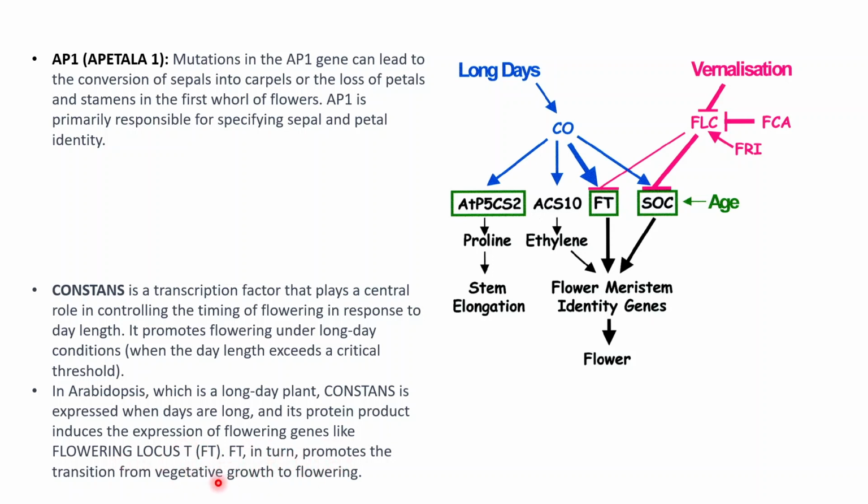FT in turn promotes transition from vegetative growth to flowering growth. So then the plants can decide when they switch from vegetative phase to the reproductive phase. And vernalization is just the opposite. Vernalization is when we have shorter days or when we have low temperature, then the plant will freeze.